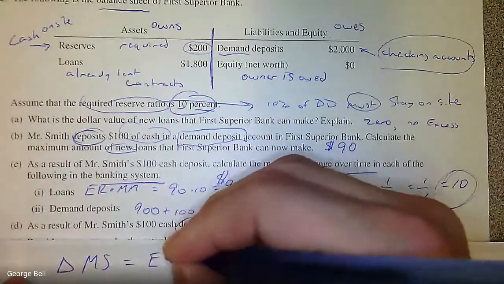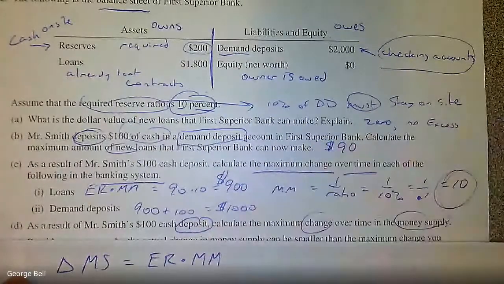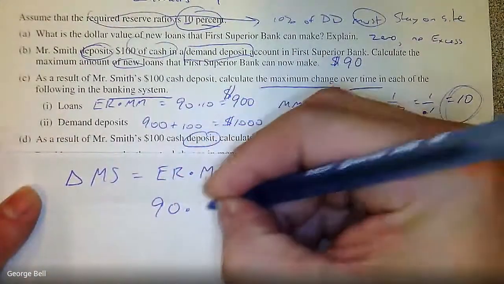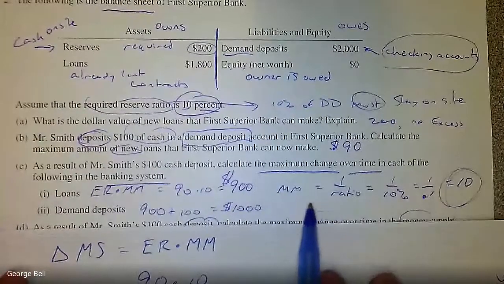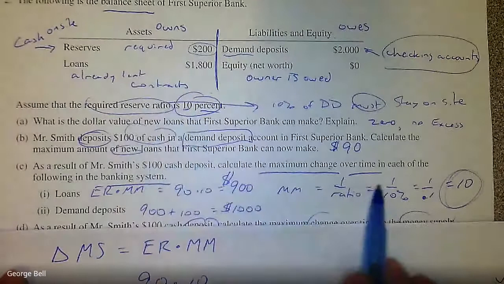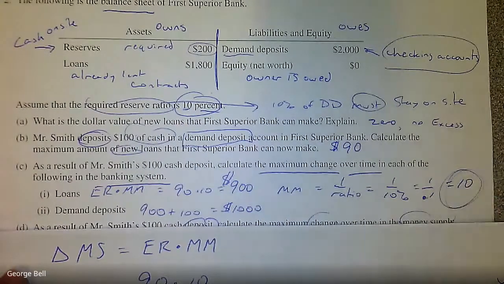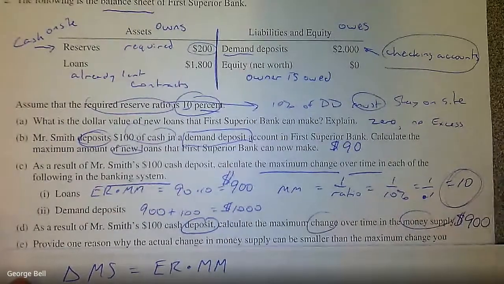the excess reserve times the money multiplier. And in this case, that means it's 90 times that money multiplier of 10. Remember, the money multiplier we calculated a minute ago. Money multiplier equals 1 divided by the ratio. That was in this problem, 10%. Calculate it, 1 divided by 0.1, that's 10. And so that means that your answer for letter D is $900 again.